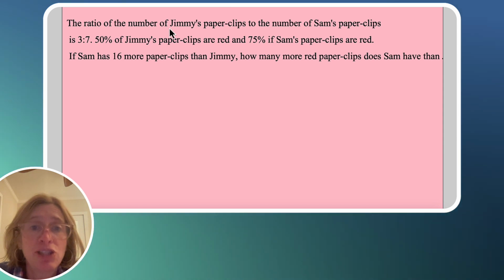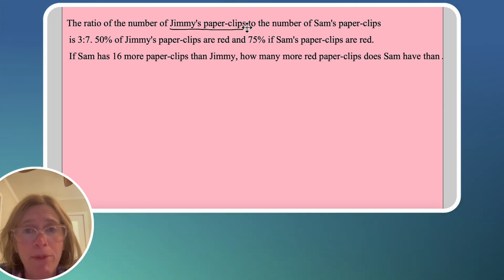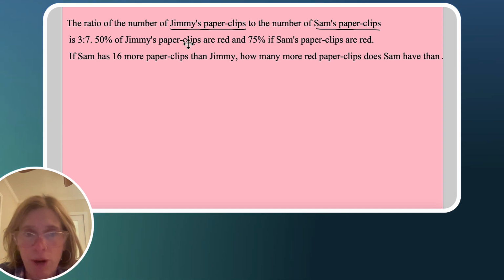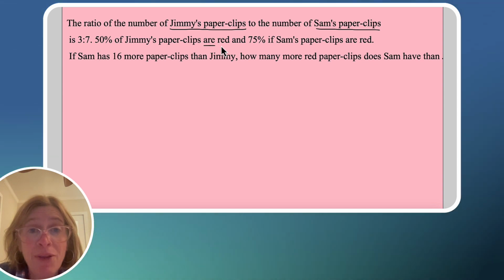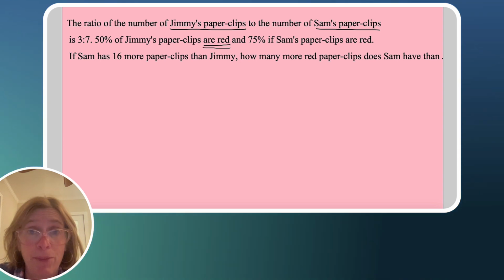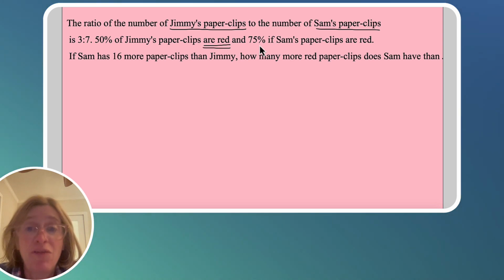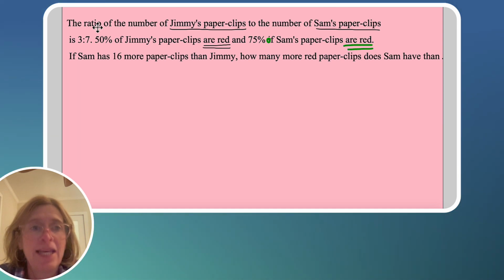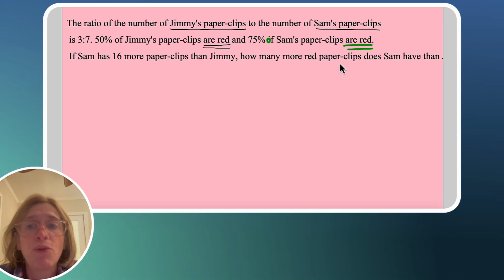So we're talking about just the number of Jimmy's paper clips and the number of Sam's paper clips. So just the number. And then it says 50% of Jimmy's paper clips are red. So now they've identified a color to the paper clips. And 75% of Sam's paper clips are red. I'm going to save that for another time. If Sam has 16 more paper clips than Jimmy, how many more red paper clips does Sam have than Jimmy?